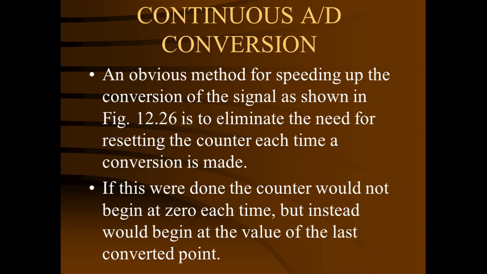Dear friends, till now we have studied two methods to convert an analog signal into digital form: the simultaneous conversion and the counter method. What was the simultaneous method? In the simultaneous method, we need 2 raised to n minus 1 comparators, where n is the number of bits in the digital signal. That means a very large number of comparators is required. An analog input voltage is given simultaneously to all the comparators. That's why it is called the simultaneous method.